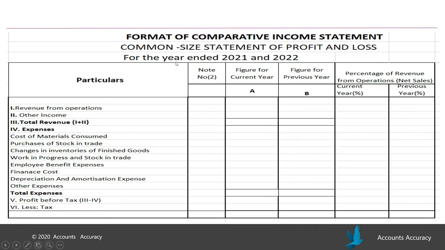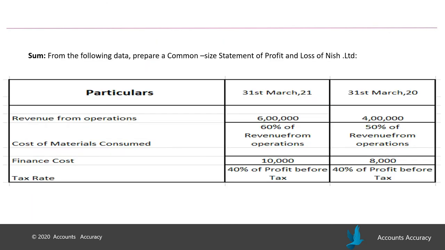Next, let's see how the common size statement of profit and loss account is prepared. This is the format of the profit and loss account. It's similar to what you have done in the comparative statement, only the columns of percentages of both the years would be there. Instead of finding out the difference, you will have to find out the percentages directly of both the provided years. Now this is the sum which is given here.